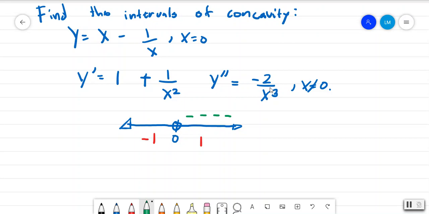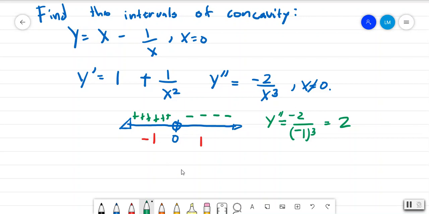Actually, hold on. If you plug in negative 1, you end up with y double prime is negative 2 over negative 1 cubed, which is equal to positive 2. Oh, okay, so it should be positive.